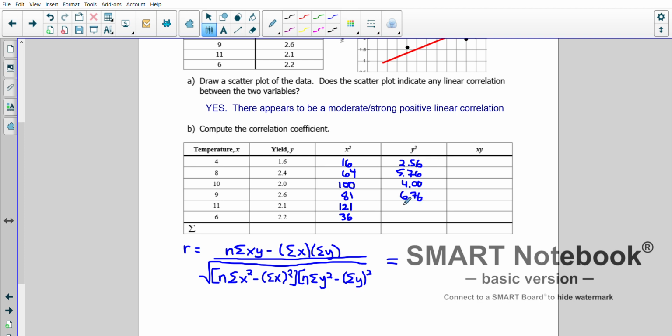2.76, 4.41, 4.84. All right, and then lastly, or not lastly, but almost there, we need to multiply each x times y. So 4 times 1.6 is 6.4.